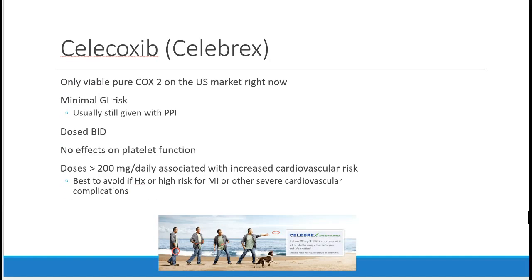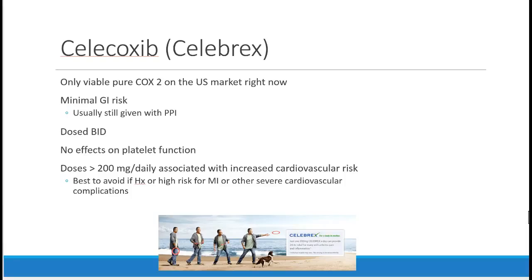And then there's Celebrex. Celebrex, again, the only viable pure COX-2 on the market. Some other ones are heavily COX-2 selective. This is purely COX-2 selective. Minimal GI risk, but we usually still prophylax with acid suppression therapy using a proton pump inhibitor.